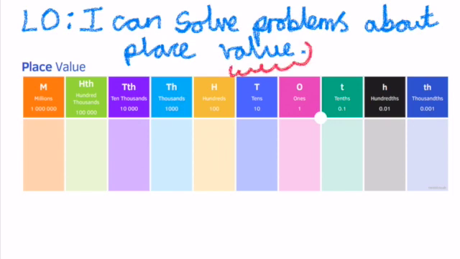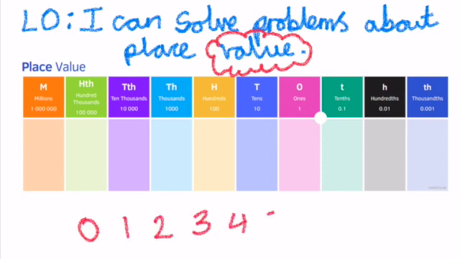So first off, value. Value means how much something is worth. So for example, the value of a chocolate bar might be 50p. The value of a house might be £200,000. Things have value. In this case, we are talking about the digits 0, 1, 2, 3, 4, 5, 6, 7, 8, 9. So those are our digits, 10 digits. With those 10 digits, you can make any number. So it's the value of the digits, and the next word is place.